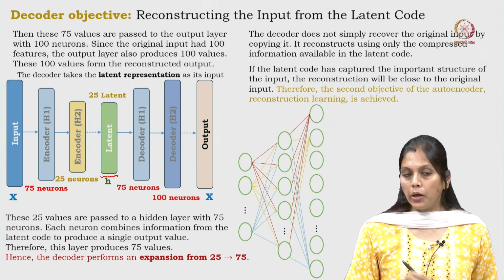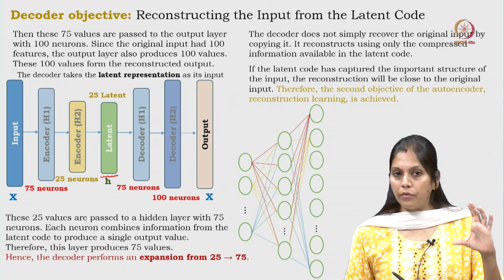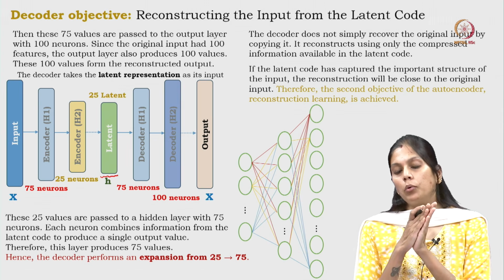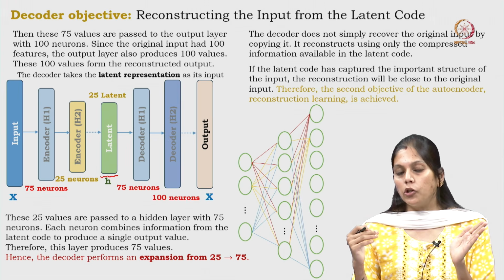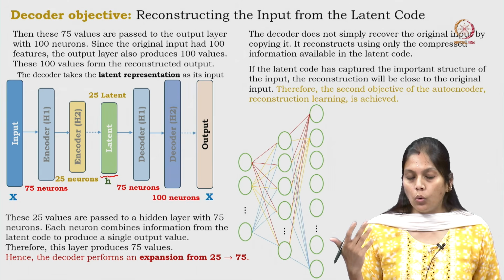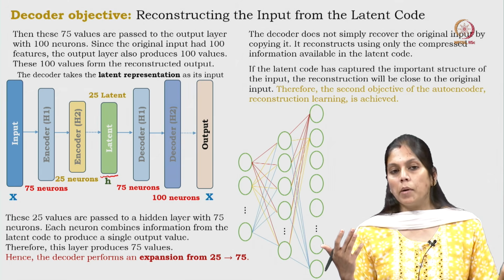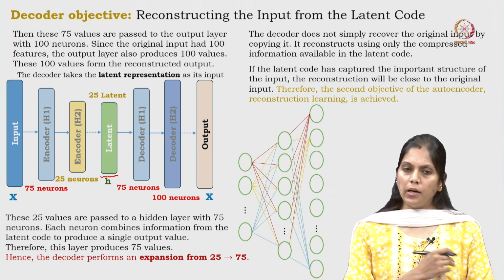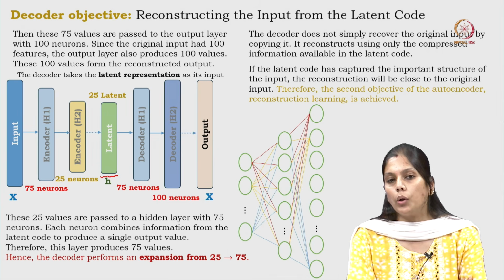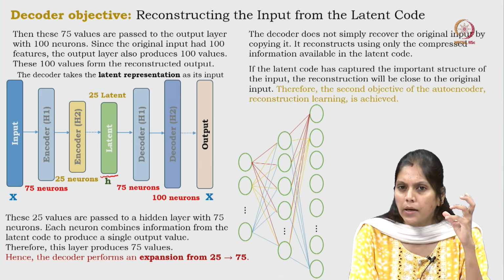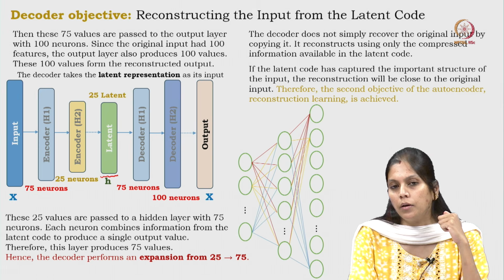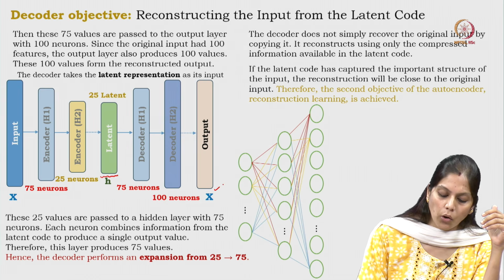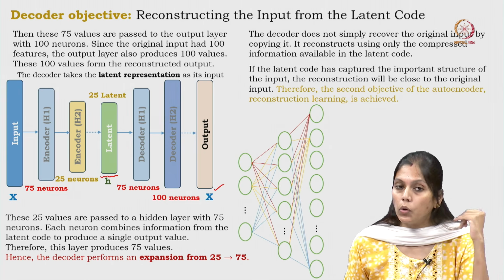What was the input to the decoder? Is it not the compressed 25-dimensional latent space? That is passed to the decoder, and then you are doing the expansion progressively, and towards the end we obtain the dimension which is the same as your original input. Now from this, what are we understanding? If this latent code or latent representation has captured the most important features or the structure of the input, is it not that the output we obtain will also be similar to the original input?